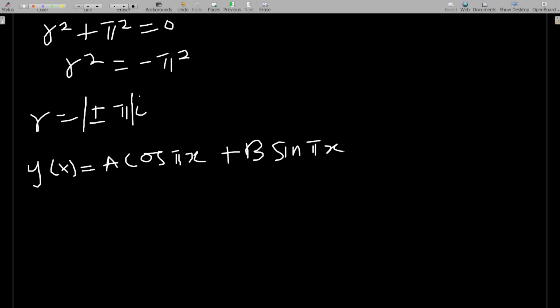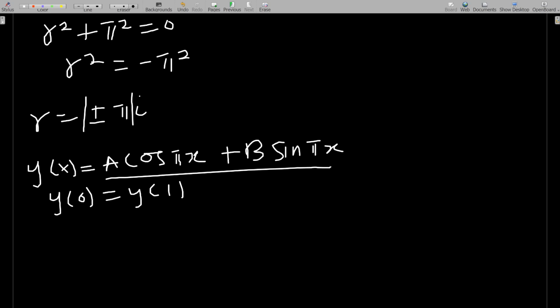That is your general solution for the homogeneous part. Now we check whether there exists a Green's function. If there exists a Green's function, then y of x equals 0 should be the trivial solution. In the condition, we say that y of 0 is equal to y of 1. So y of 0 means I just put 0 in place of x. In the cos, I get cos 0, which is 1, so I have a, and in the sine, I get sine 0, which is 0.